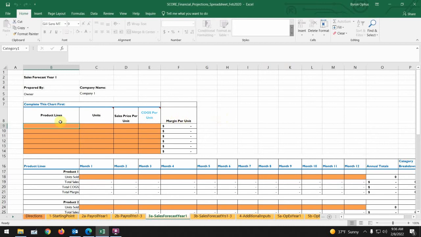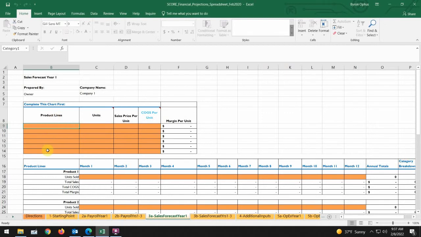On the sales forecast, this is one limitation of this particular template, and one that we need to consider. For some of you, maybe you're going to have product lines that are far more than the 6 that we have allotted here, and in that case you may have to do some combining or some averaging.